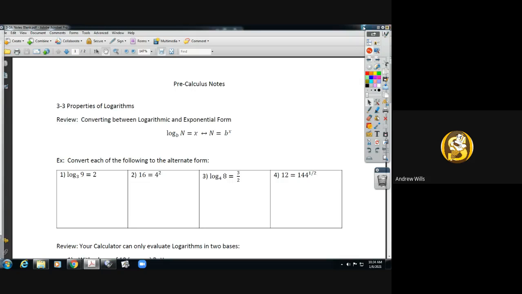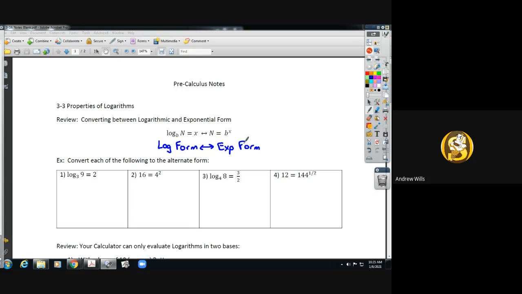Again, up on the screen, you'll see the equation for that. On the left is logarithmic form, and on the right is exponential form. These are the same expression written out in our two different forms. Log base b of n equals x is exactly the same thing as n equals b to the x.